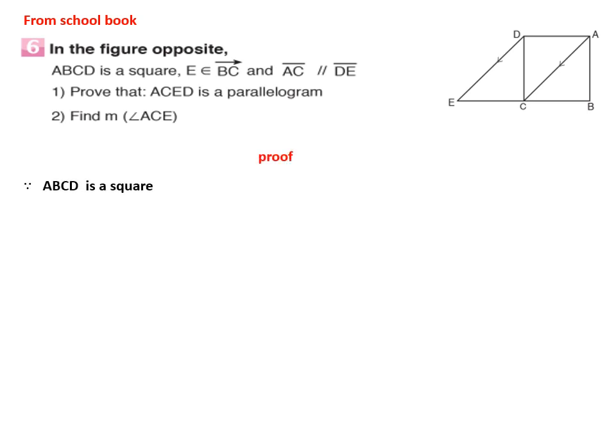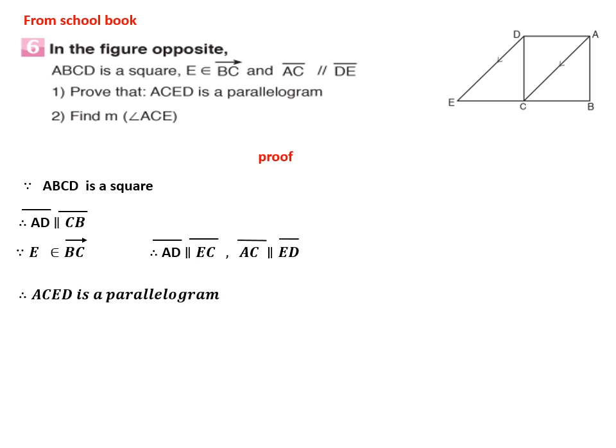First, since ABCD is a square, it means that AD is parallel to CB. Since E belongs to BC, therefore AD is parallel to EC and AC is parallel to ED. So ACED is a parallelogram.